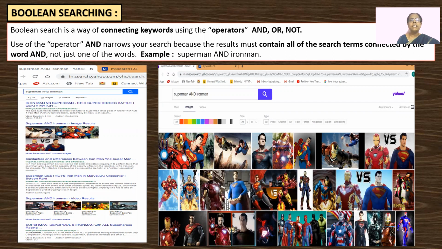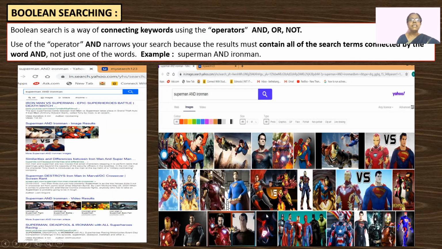I've given an example here, Superman and Iron Man. What happens is it gives me all the information about Superman versus Iron Man, or Iron Man versus Superman, all the similarities and differences between both, and what good things Superman has done, or Iron Man, all this information. You can also see the pictures, both of them, Superman and Iron Man.